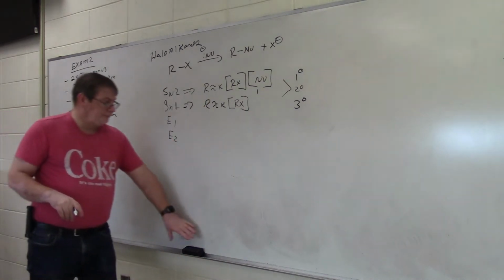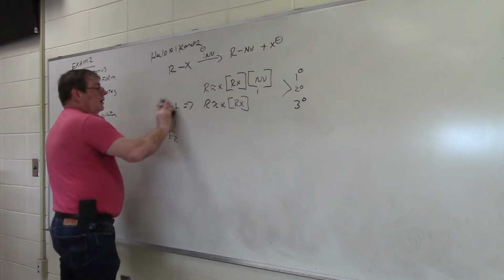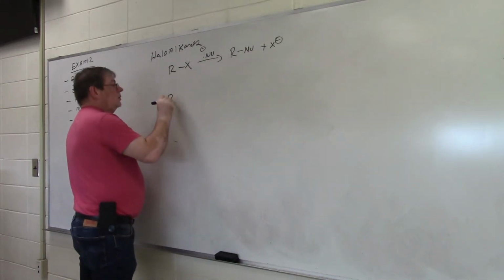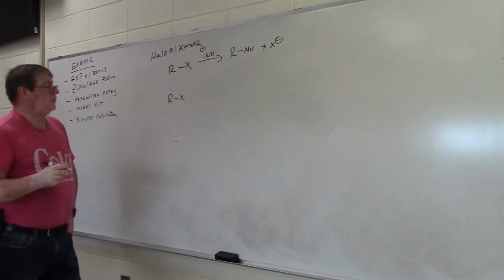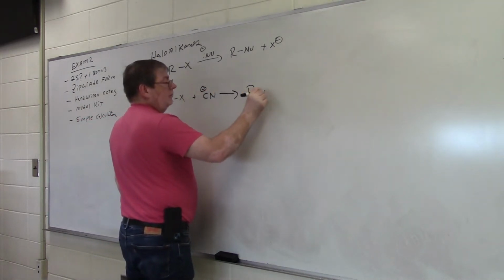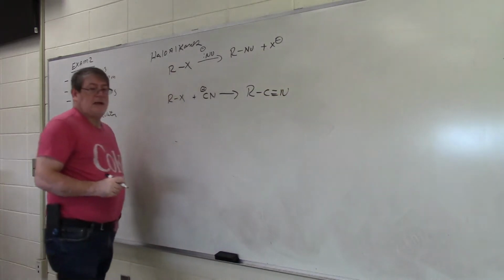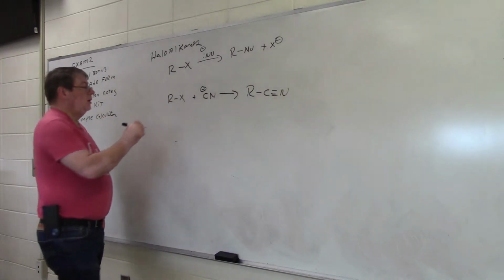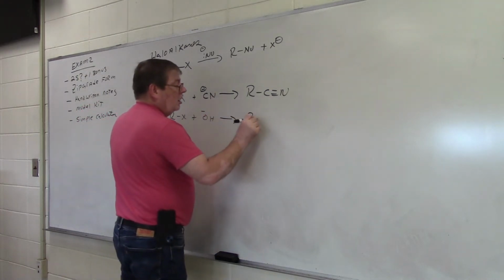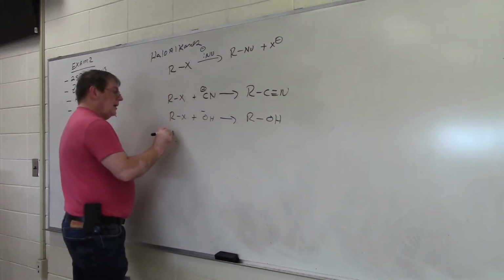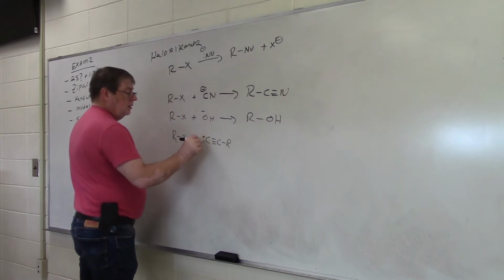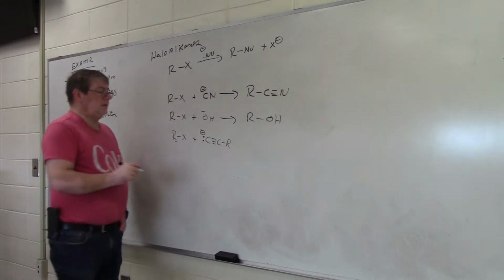So we learned that we can take alkyl halides. So if we think about a variety of different SN2 reactions, you can react with like cyanide. There's a whole list of nucleophiles that I gave you in the slides. We learned that we can use alkyl halides plus hydroxide to make alcohols. We can take alkyl halides and we can react them with acetylides.